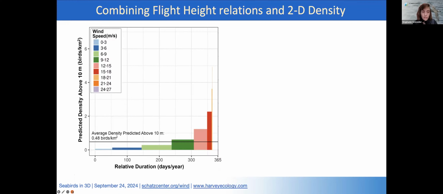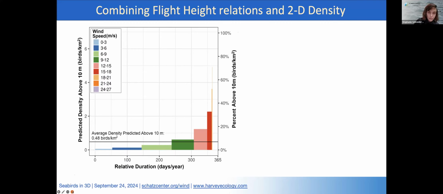So this is an example of sooty shearwater in the Humboldt wind energy area in an upwelling season. And it's visually showing you how wind speeds are used to predict seabird densities above 10 meters. Here the wind speeds are represented by color and column width, and wider columns equal more days without wind. What you've got to really know is fast wind speeds of 18 are really rare. And with the average wind speed, the average number of birds predicted to be above 10 meters is about 0.48 birds per kilometer squared. Next slide, please.